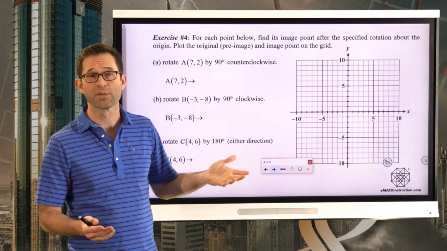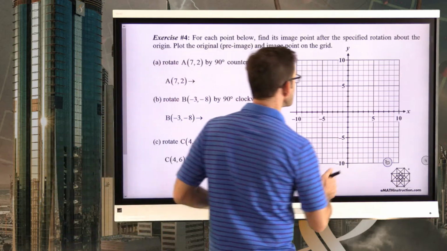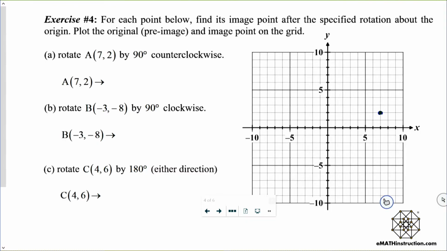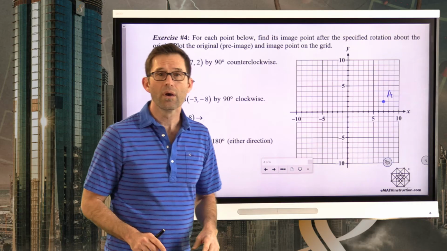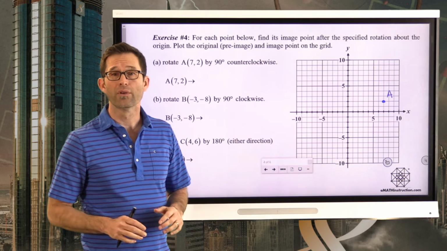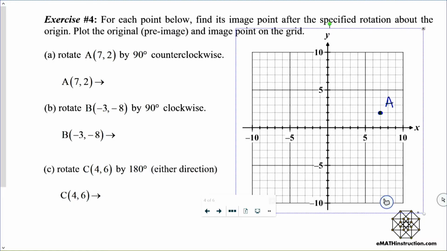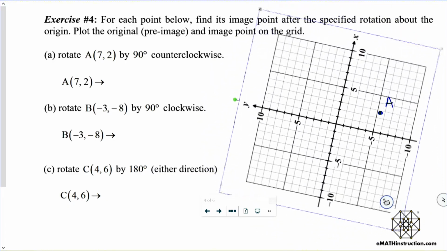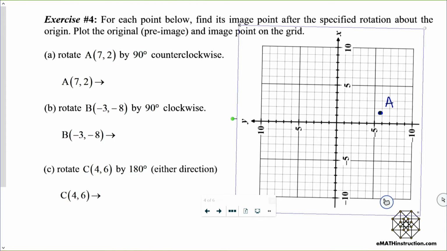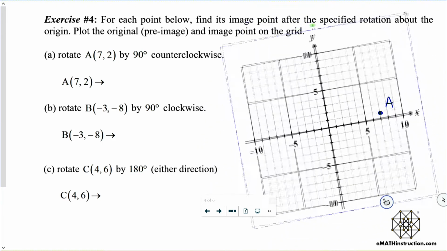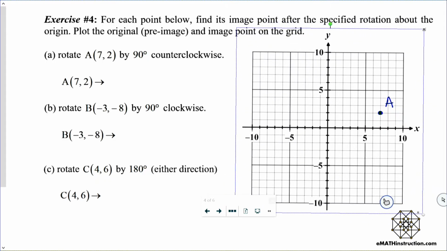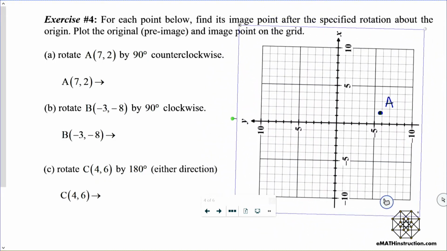So the first thing I'm going to do is simply plot point A. So 7, 2 is sitting right here. All right. Now I want to know, where does it go after a 90-degree turn counterclockwise? So I take my paper and I simply turn it by 90 degrees. Now that point really should have gone with it, but it didn't, which makes a lot of sense because why would it?